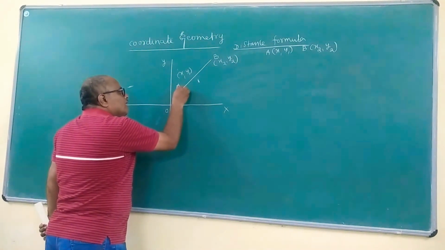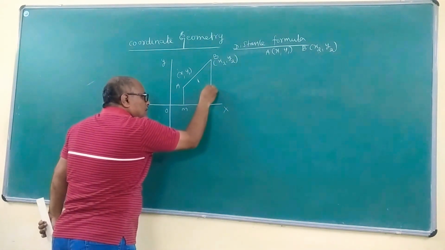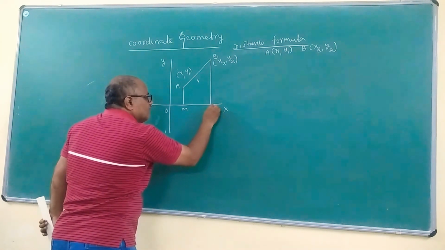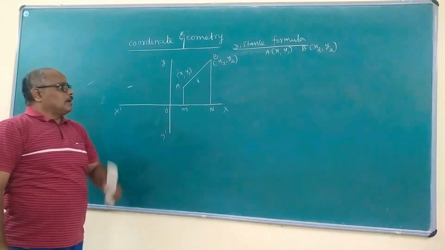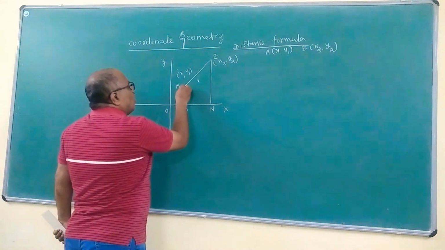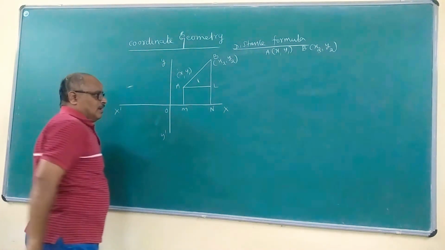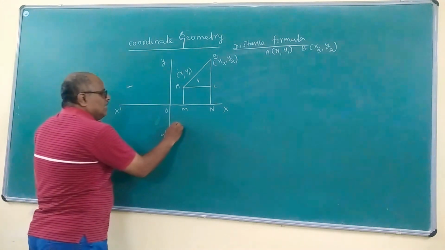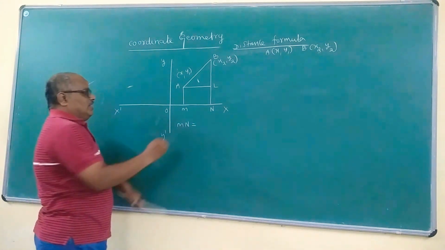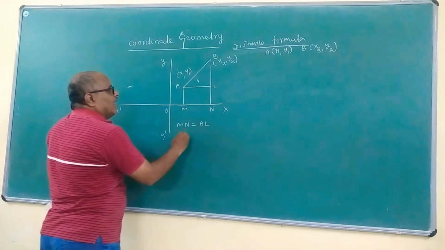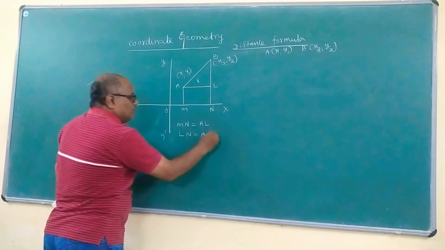Draw AM and BN perpendicular to the x-axis. Also draw AL perpendicular to BN such that MN is equal to AL and LN is equal to AM. We have to remember this one.